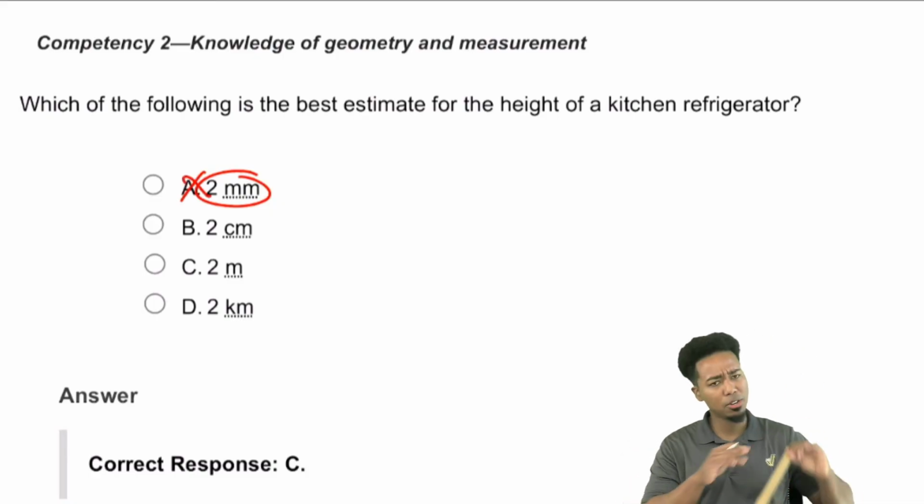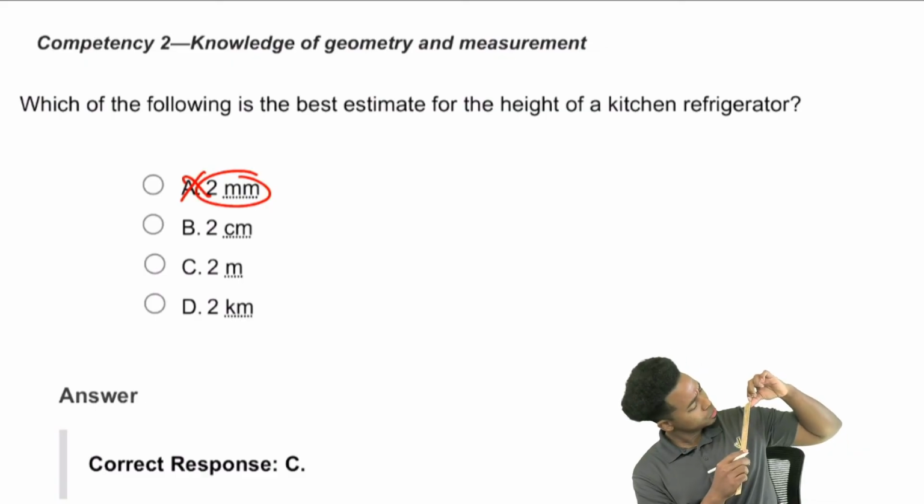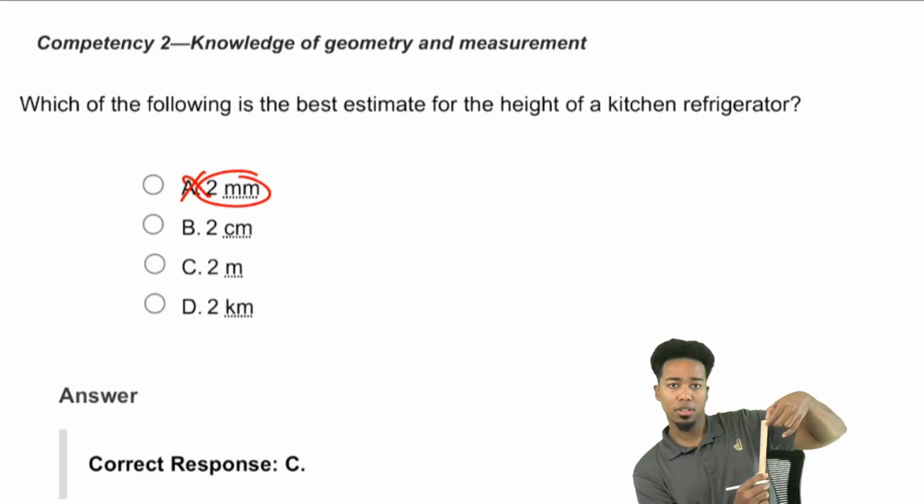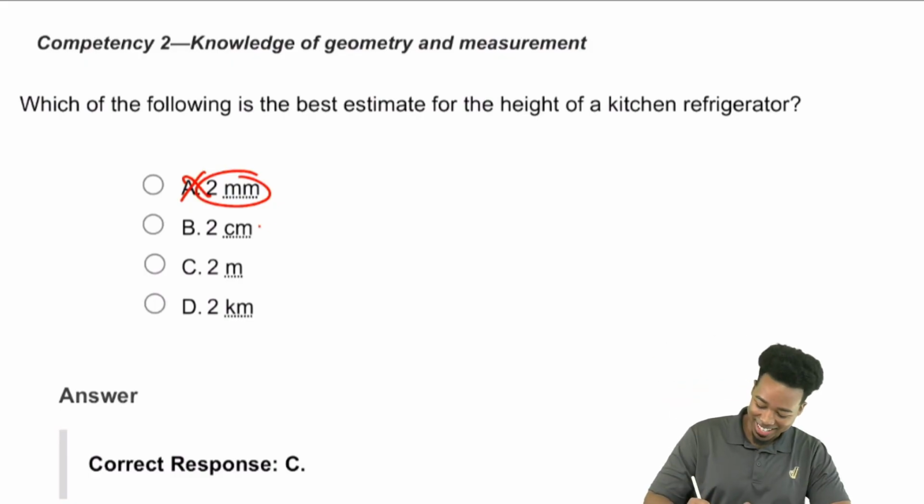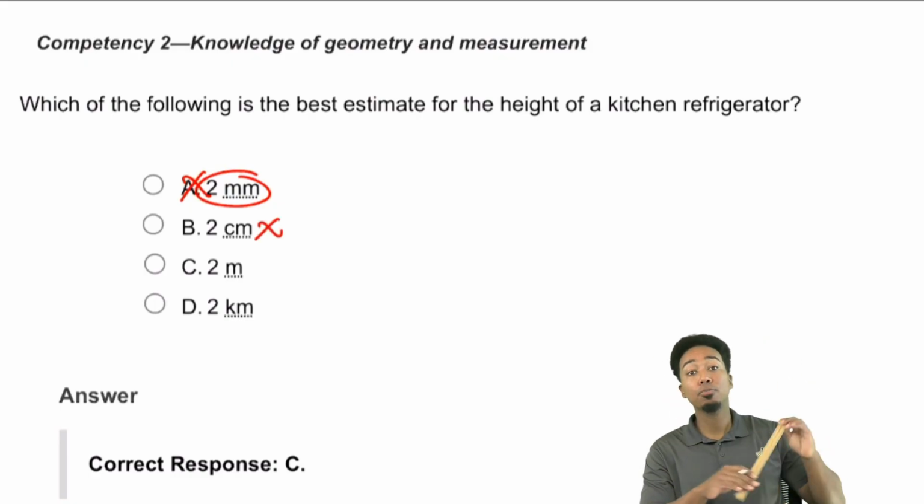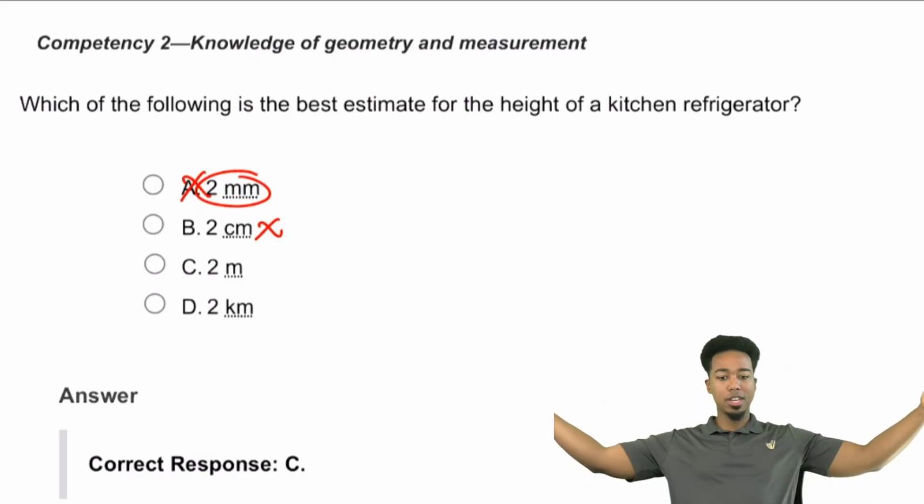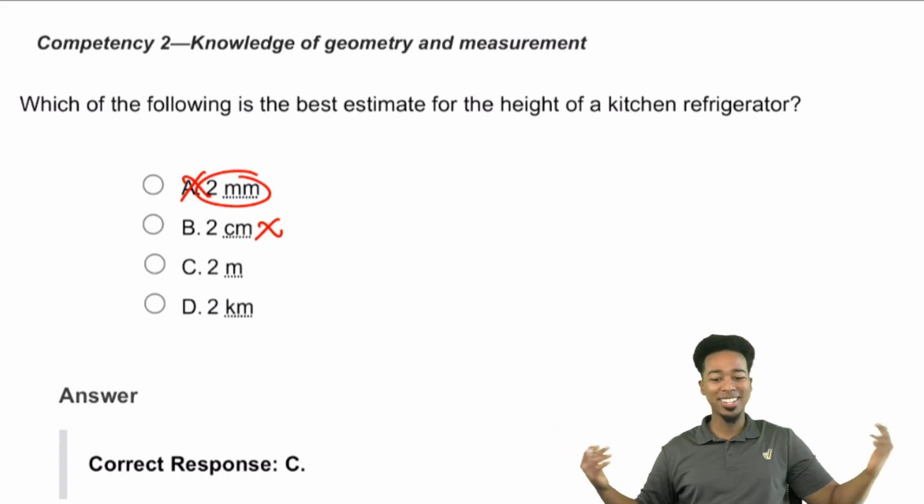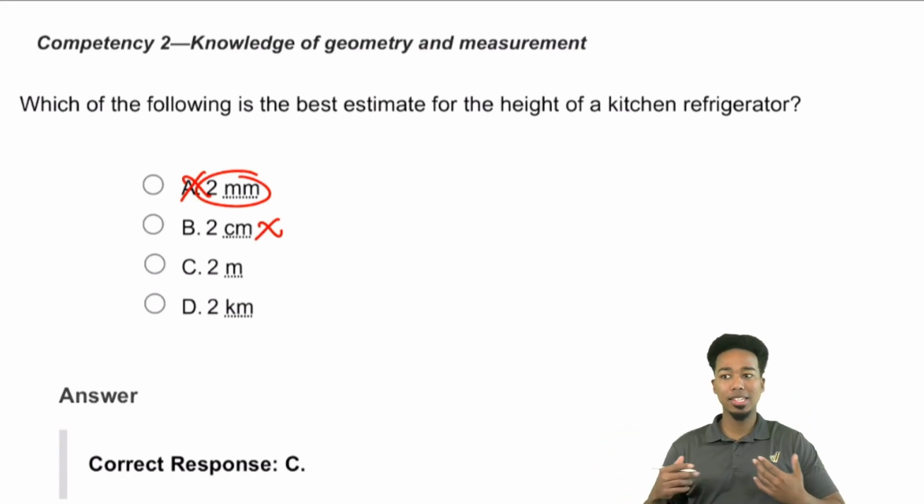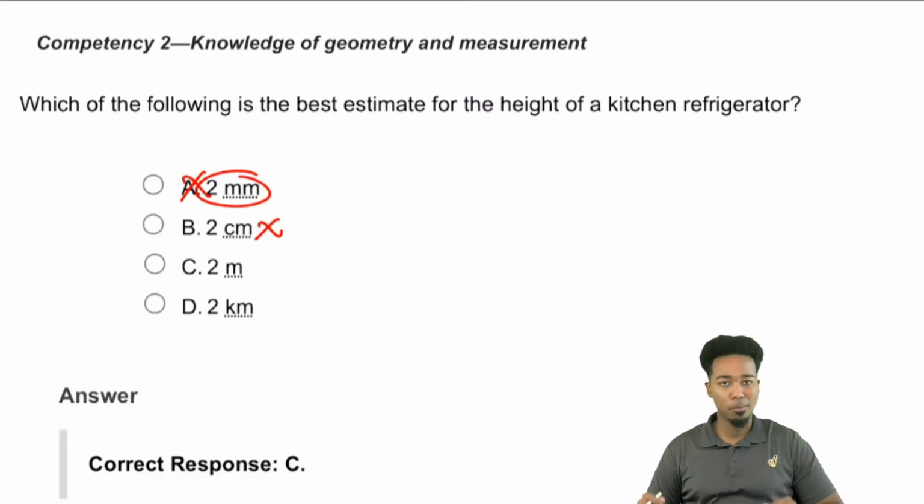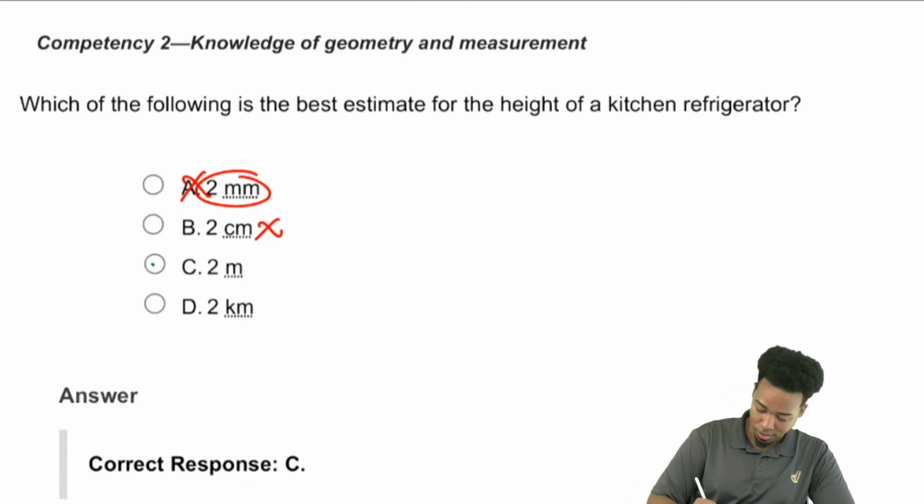Next answer, 2 centimeters. Okay, so 10 millimeters is a centimeter. So that's going to be 2 centimeters right there. Is that a fridge? No, of course not. That's not going to be it. Then C, 2 meters. A meter is about a yard. So let's think like from here to here. And I'm not even on screen anymore. So if you have 2 of those standing up, that's like a basketball player. That's about 2 meters. Do you think a fridge could be the size of a basketball player? Absolutely. That's going to be the answer.